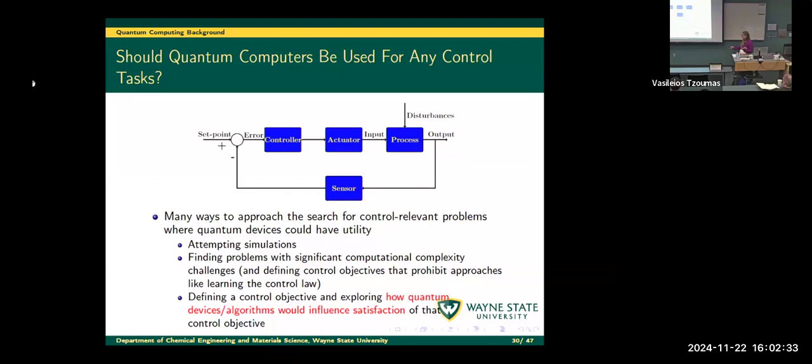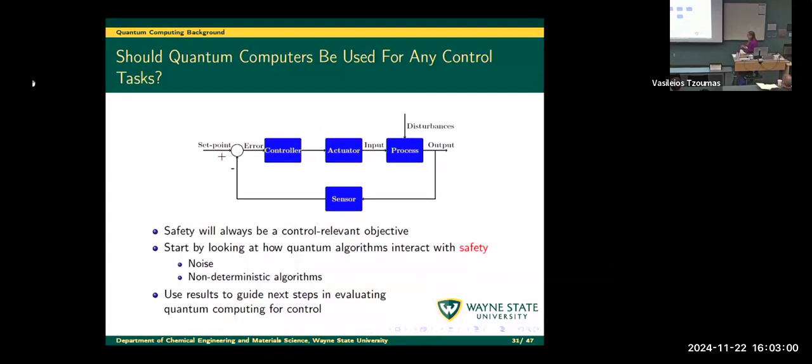The way we have been trying to approach it is more of trying to see if there's any no-go situations from a safety perspective that would indicate that the quantum computer is not going to be effective, or that we would have to modify algorithms in certain ways in order to make it effective. And we've been hoping that by exploring how the quantum devices or algorithms would influence satisfaction of our control objectives like safety, that might help define certain paths toward what might be some of the uses of quantum computing. And so this is because we consider safety will always be a control relevant objective, and that there are these significant issues that could impact safety with quantum algorithms.